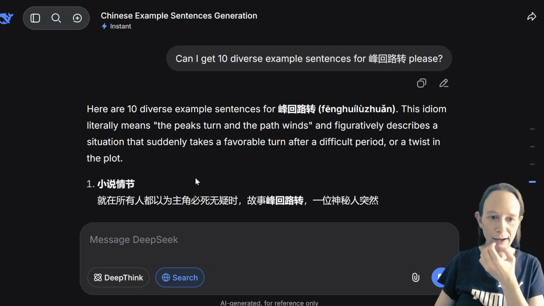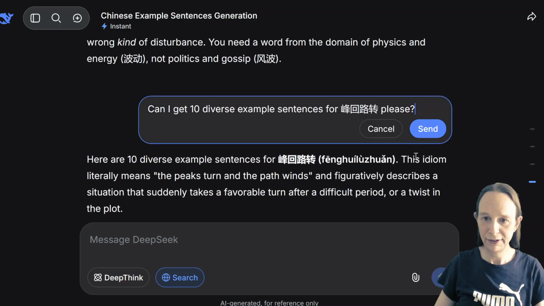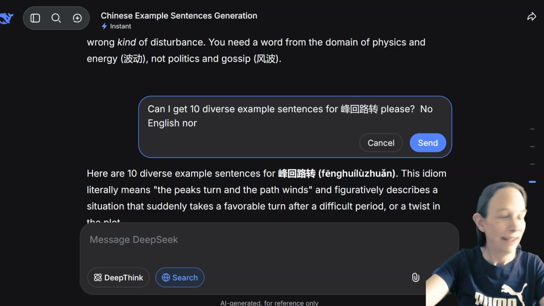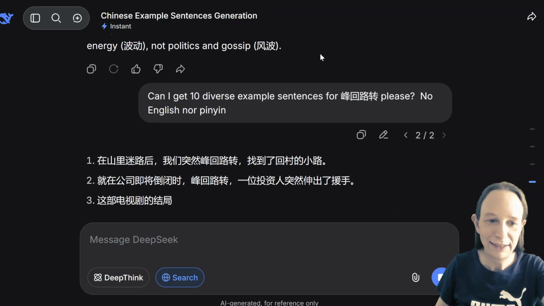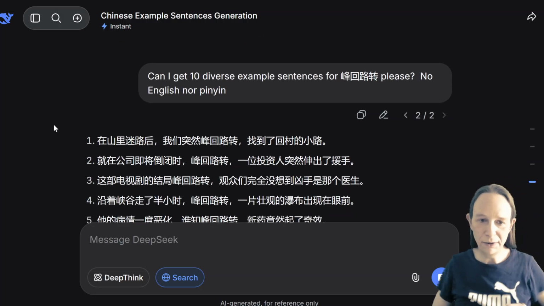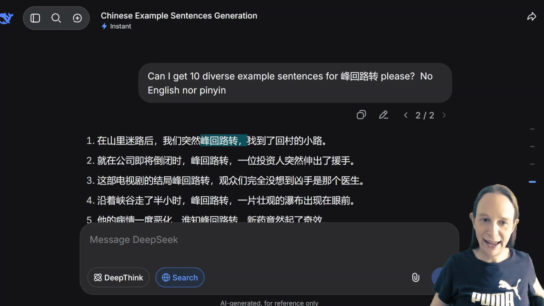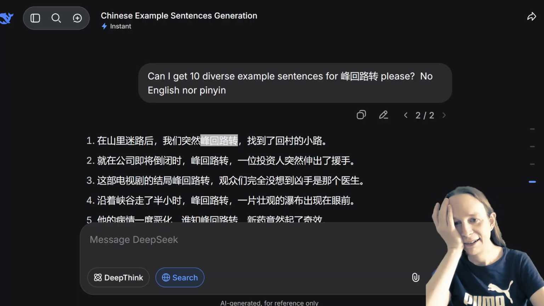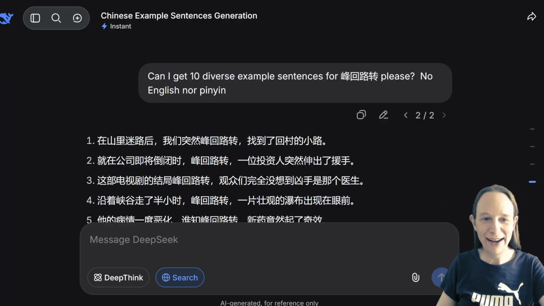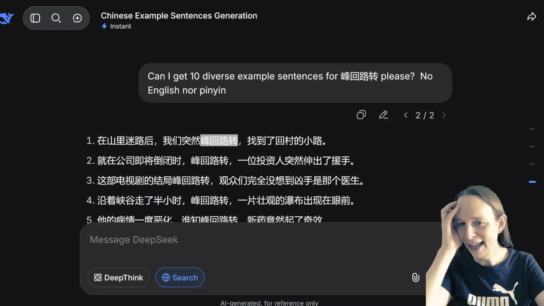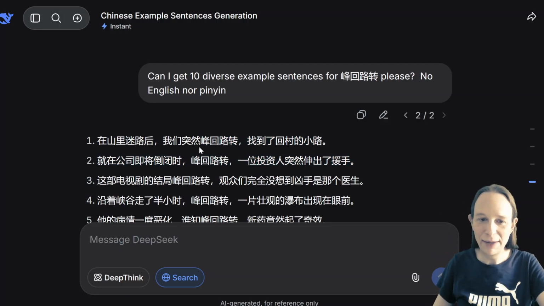I want to get rid of English and pinyin. 在山里迷路后，我们突然峰回路转，找到了回村的小路。So, well, how do I define it? Okay, so first of all, we're lost. We're lost in the mountains, and there's like a turn around this. So this is like fortune, and we found our way back.